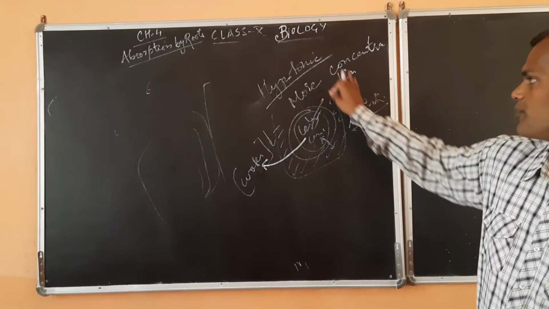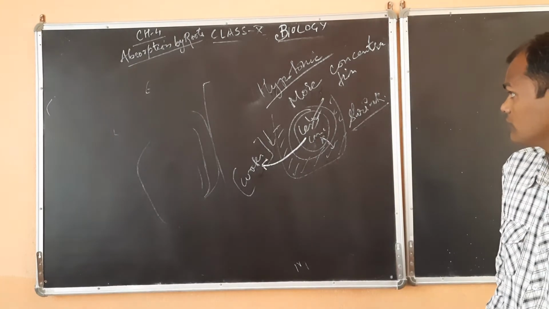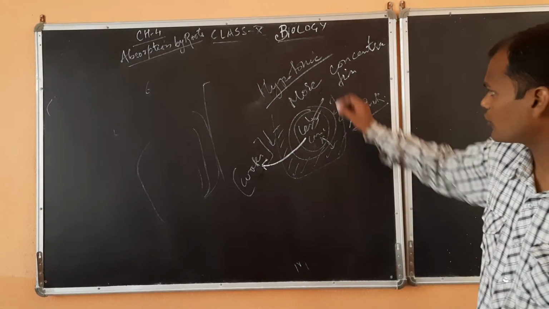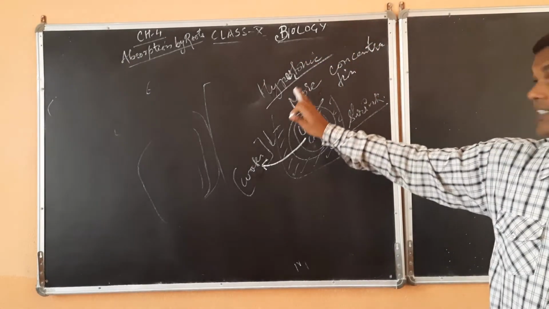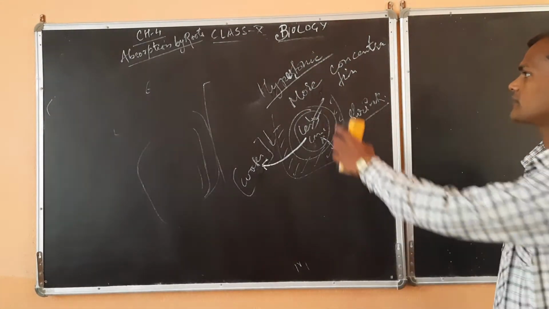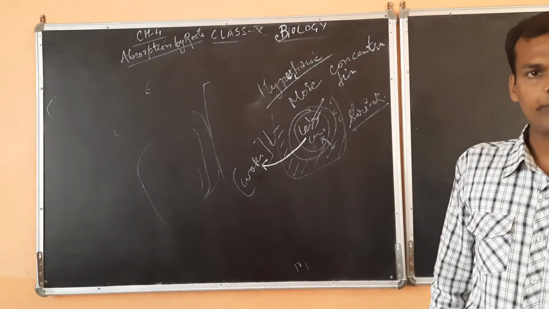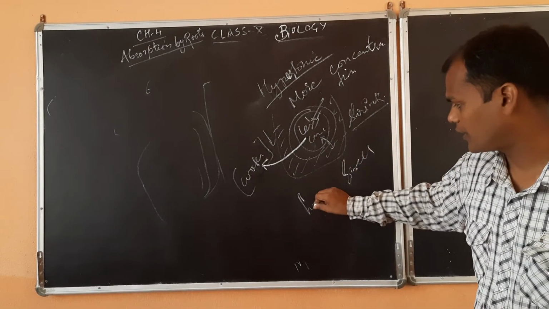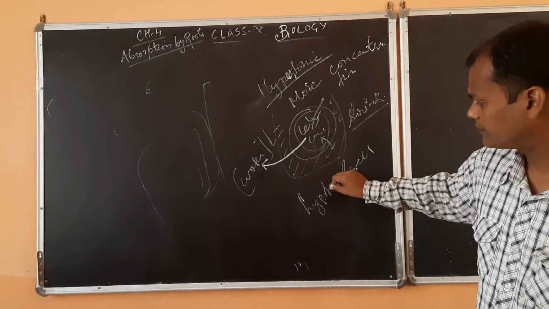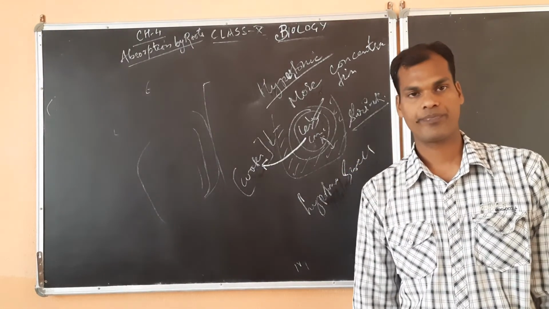So remember these three important things. Sorry, in hypertonic solution, hyper means more, the cell will shrink. In hypotonic solution, the cell will swell. And in isotonic solution, the size of the cell will remain the same.